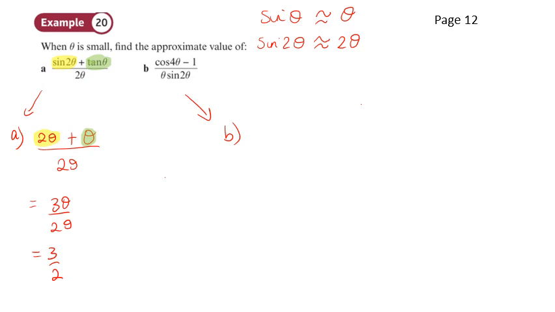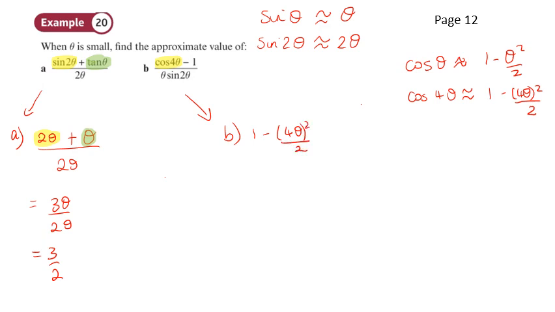In part B, we have got a cos 4 theta on the top. Now earlier on we said that cos theta was approximately equal to 1 minus theta squared over 2. Notice that it's not all over 2, just the theta squared over 2. So if we wanted to approximate cos of 4 theta, we could do 1 minus 4 theta squared over 2. So let's put that in, 1 minus 4 theta squared over 2.